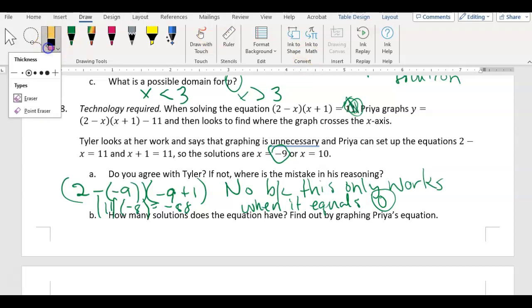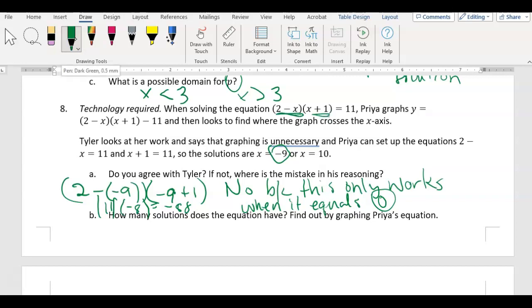So here we can't say that each one of these equals 11. The reason it works for 0 is because anything times 0 equals 0. So if any one of these equals 0, the whole thing will equal 0. But if one of these equals 11, that doesn't necessarily mean that the whole thing will equal 11. Right? It says, how many solutions does the equation have? Find out by graphing Priya's equation. So let's go ahead and do that now.